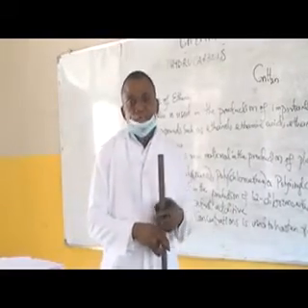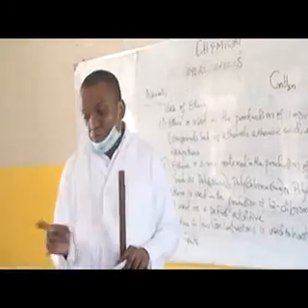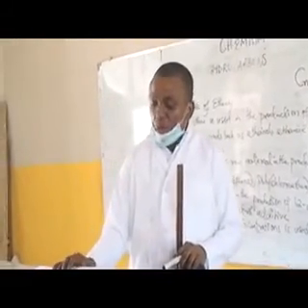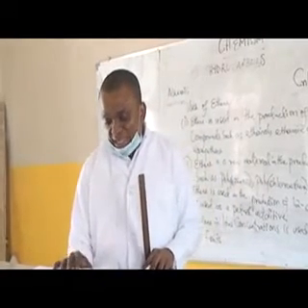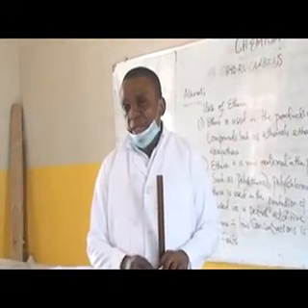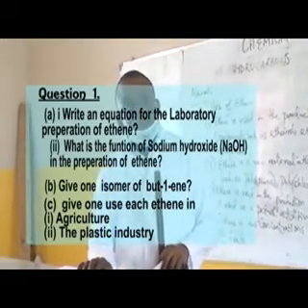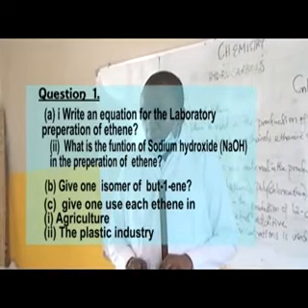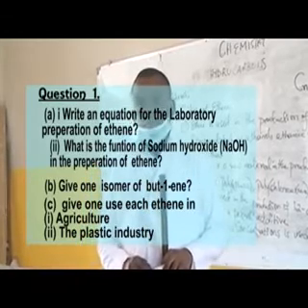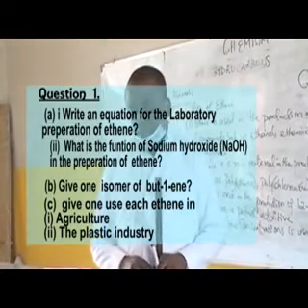Now we're quickly going to look at some likely exam questions and see how what we have learned today could be applied in answering these questions. Question number 1A, write an equation for the laboratory preparation of ethene. Roman figure 2, still under question 1A. What is the function of sodium hydroxide in the laboratory preparation of ethene?